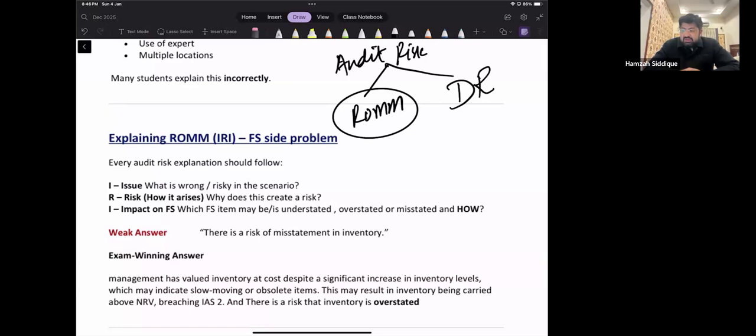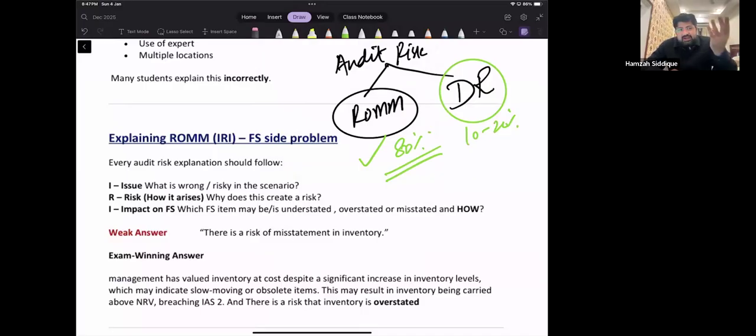So each misstatement point, and in your exam, there will be around 80% points which will be linked to misstatements. Only 10 to 20% will be about detection risk. So first of all, you must be able to identify which one is detection risk and which one is risk of material misstatement. Detection risk points are quite straightforward.